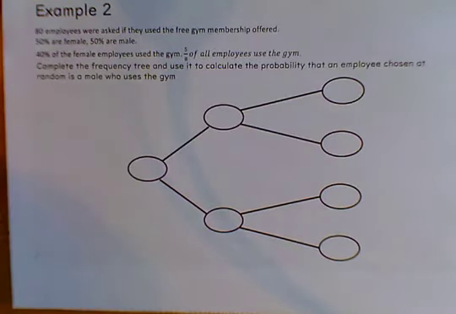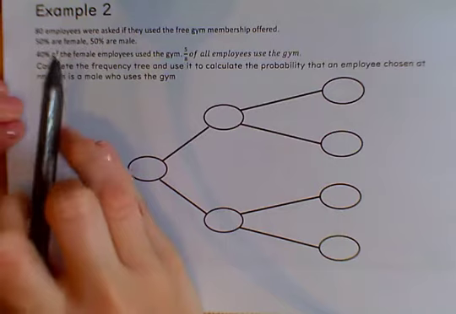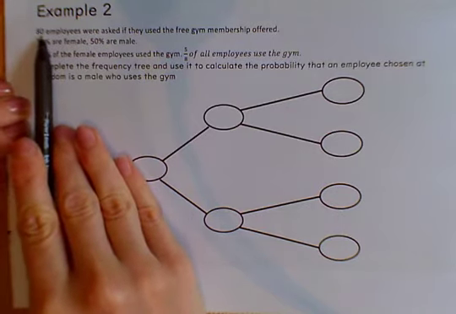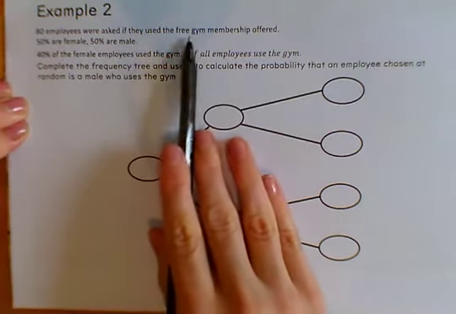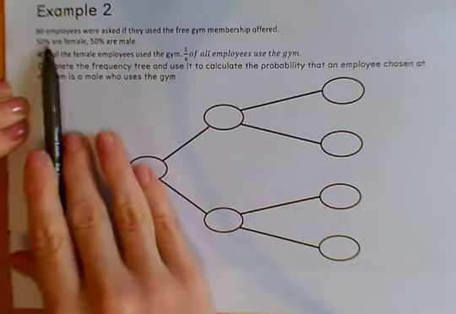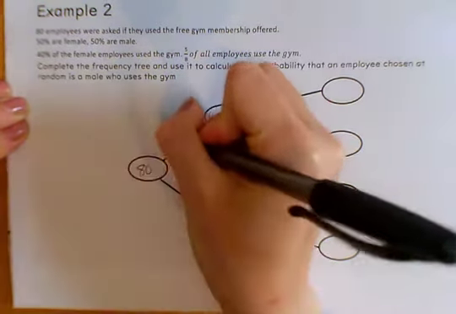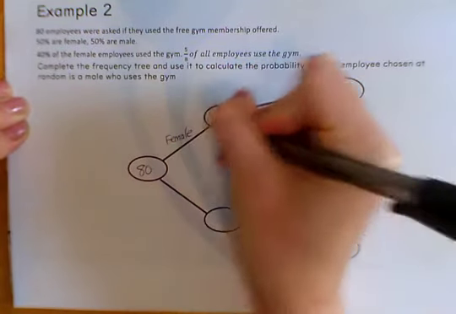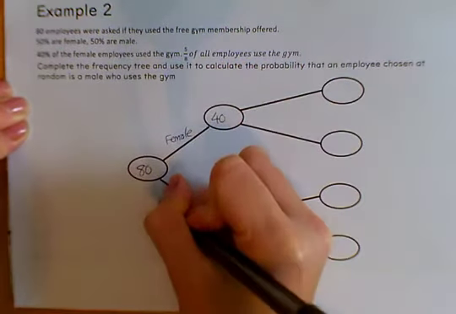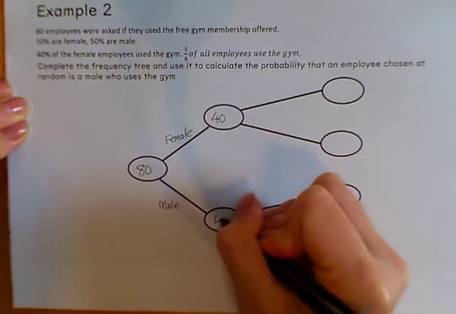Okay, so example 2 we'll have a little look at now. We've got 80 employees who were asked if they used the free gym membership offered. 50% are male, 50% are female. So we're told there were 80 in total. Half are female, so that means there must be 40 female, and half are male, so there are 40 male.